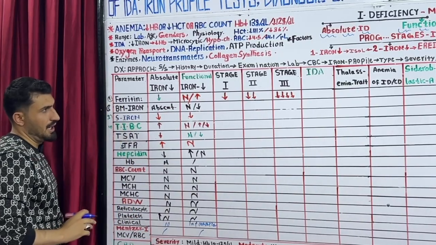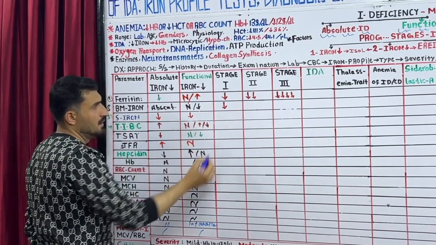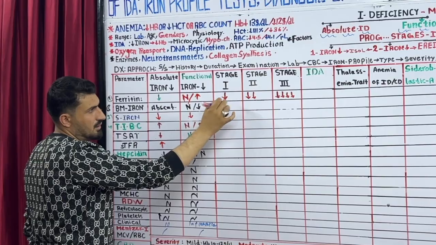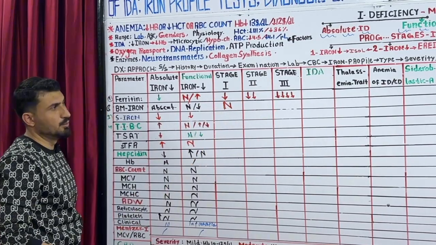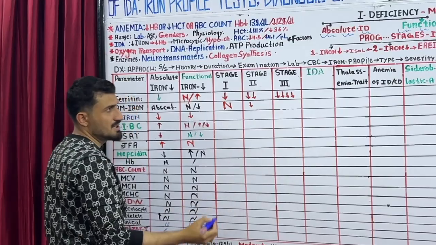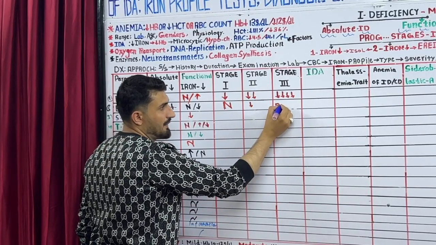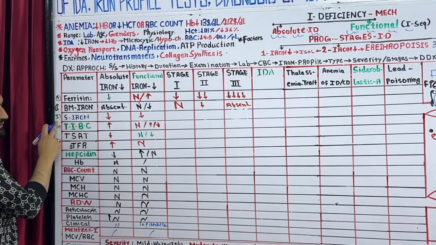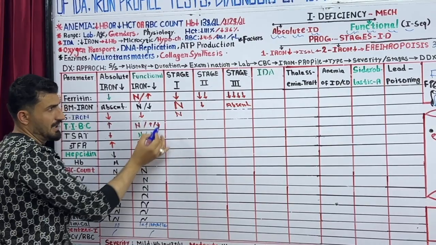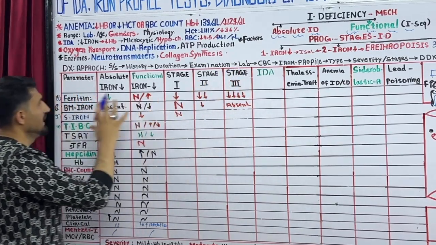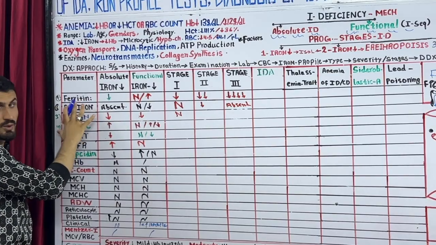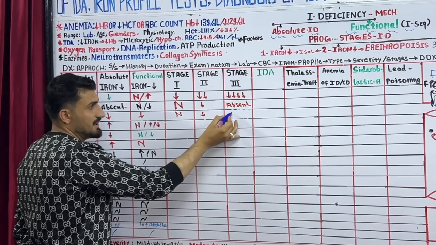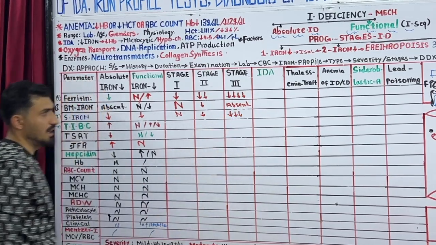Here about bone marrow iron, we have less. In stage 1 we have enough iron in the bone marrow. Here it decreases a bit, but in stage 3 we have absent iron inside the bone marrow. Here about serum iron, serum iron is normal in stage 1 because we have only a depletion in ferritin, the storage form of iron. In stage 2, it decreases a bit, but in stage 3 it decreases completely.